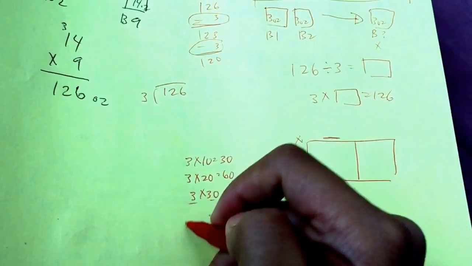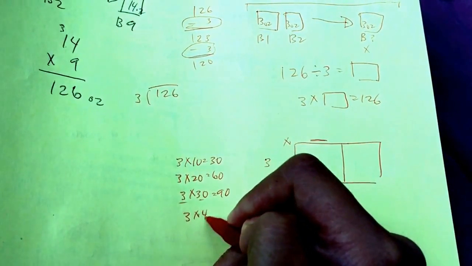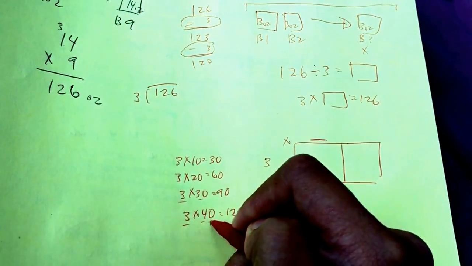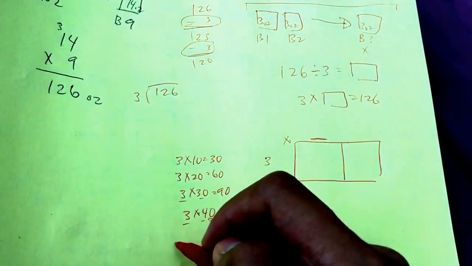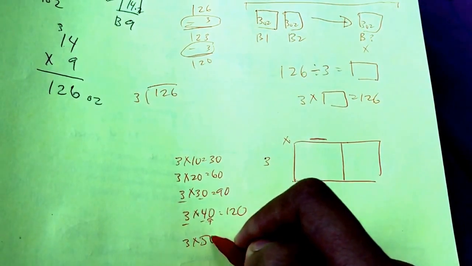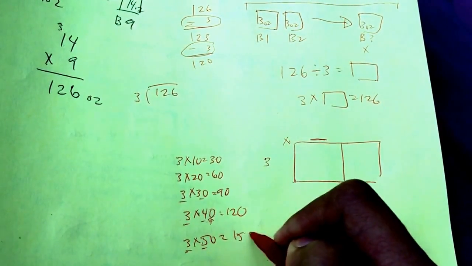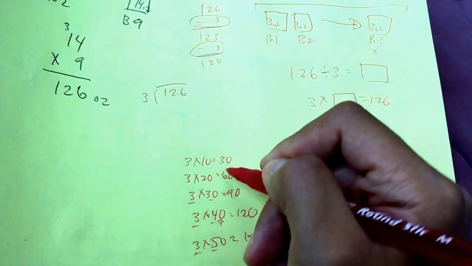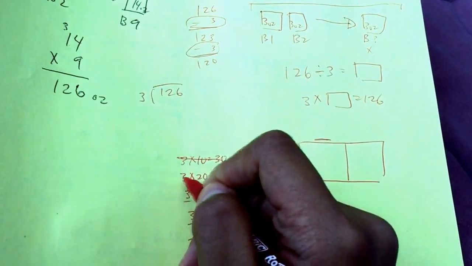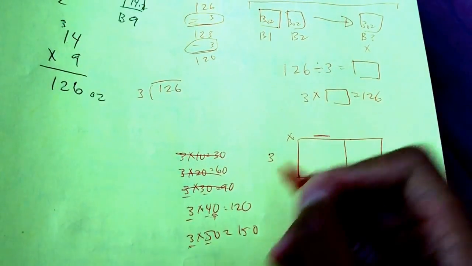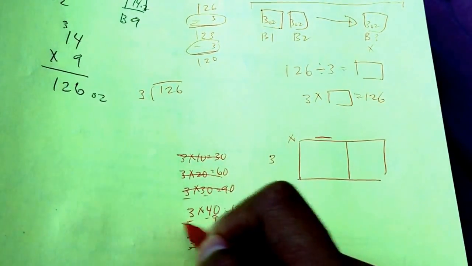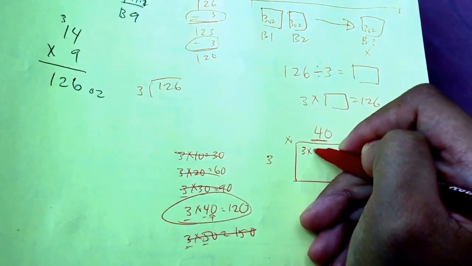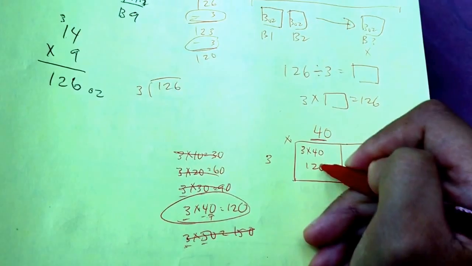That's getting closer, but I think we can get even closer. 3 times 40, 3 times 4 is 12, plus 1 extra 0 is 120. That's getting really close, but let's see if we can get even closer. 3 times 5 is 15, with 1 extra 0, that's too much. So you could see when we're doing 3 times a number, 30 is too small, 60 is too small, 90 is too small, 120 is pretty darn close, and then 150 is too much. So we're going to do 3 times 40. 3 times 40 is 120.